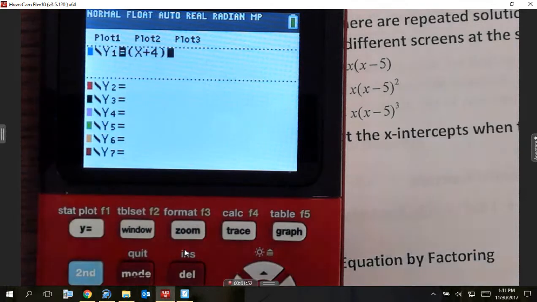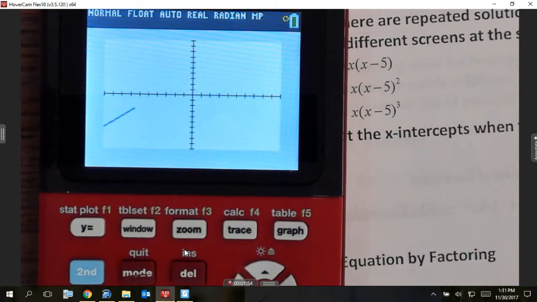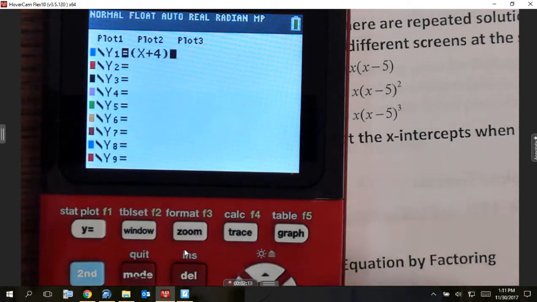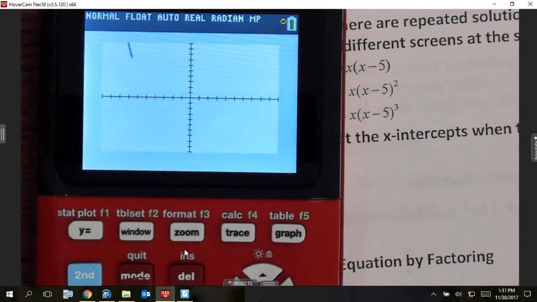Okay, so when I type in just x + 4 and I hit graph, where's my x-intercept? Yeah, it's linear, and it crosses through at -4, and then when we change it back to quadratic, it now bounces off -4. And it looks like a parabola right at -4.